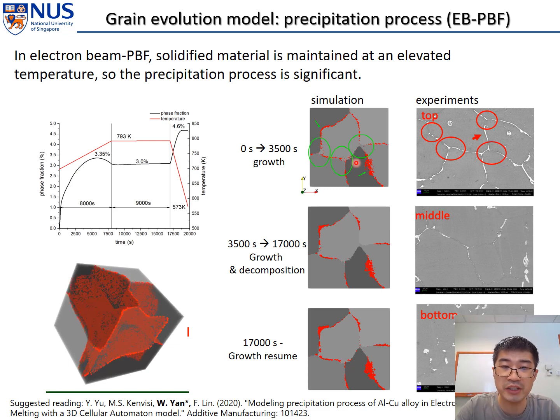And there are three stages. One is growth, and it appears in the grain boundaries, but relatively continuously, and then it continues to grow, but also decomposes, so it becomes kind of isolated, and then the growth resumes. So you can see in the experiments, different regions actually are in different stages, and they agree well with the simulation.